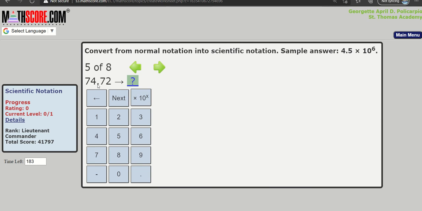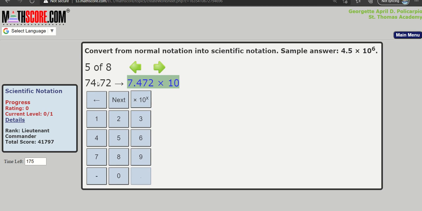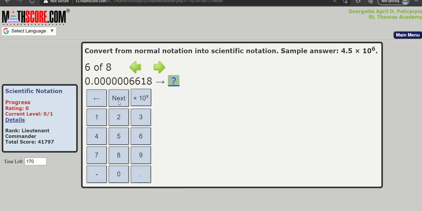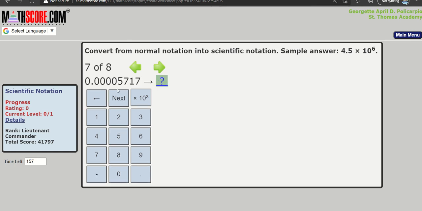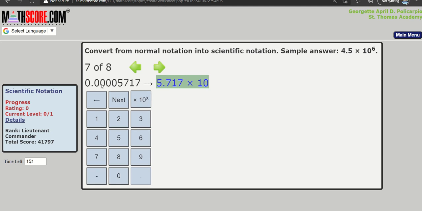Next. 74.72 and 7.472 times 10 to the, dahil positive to, no? Greater than 10, positive 1. Kailan pa ba ng 1? Nag-hesitate din ako dun eh. 618 times 10 to the 367. Negative 7. Next, 5.717 times 10 to the 5th power. Negative 5 pala, sorry. Yan.